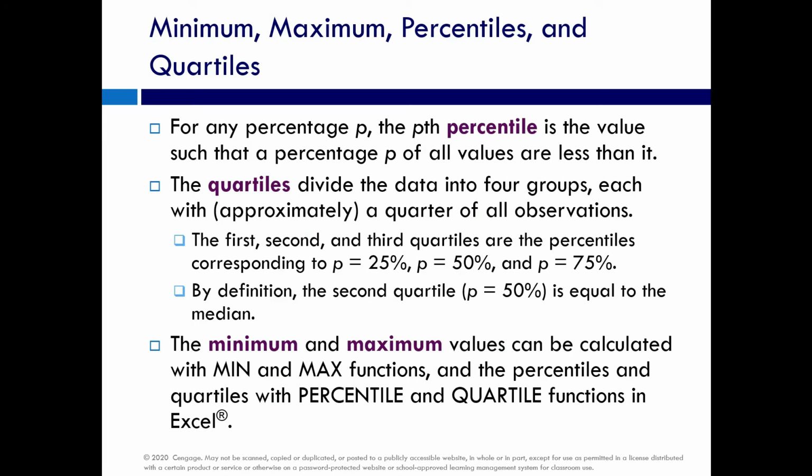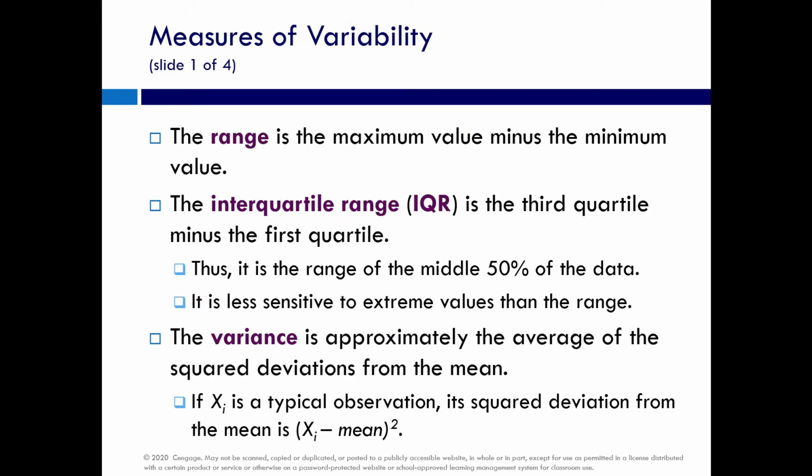Minimum, maximum, percentiles and quartiles. For any percentage P, the percentile is the value such that the percentage P of all values are less than it. The quartiles divide the data into 4 groups, each with approximately a quarter of all observations. The first, second, and third quartiles are that. The minimum and maximum values can be calculated with the MIN and MAX functions, and the percentiles and quartiles with the PERCENTILE and QUARTILE functions within Excel.